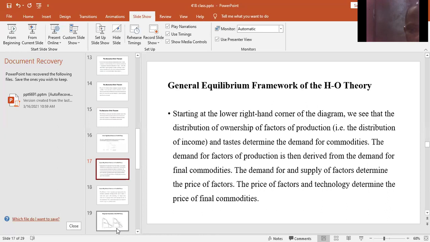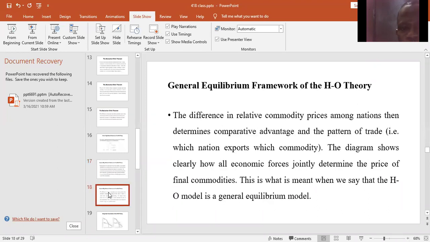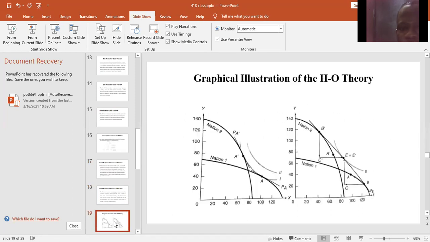Now this slide basically explains in more detail what I've actually explained to you, and you can as well read it and get a better understanding of what I've explained. And let's go to the difference in relative price, and the same thing goes for this.